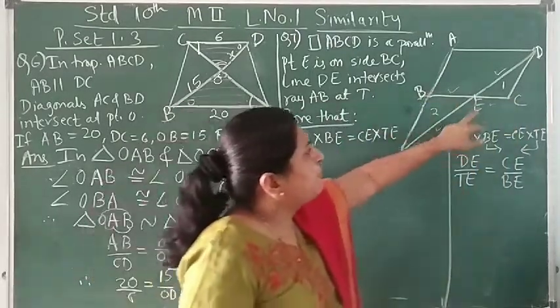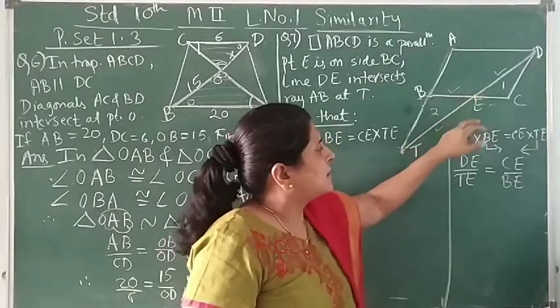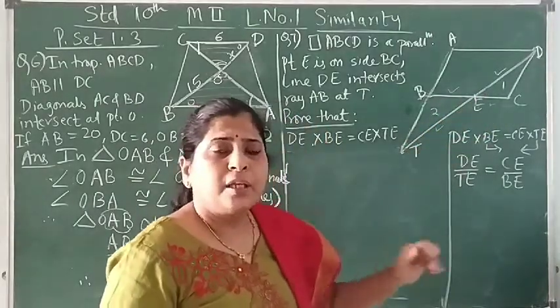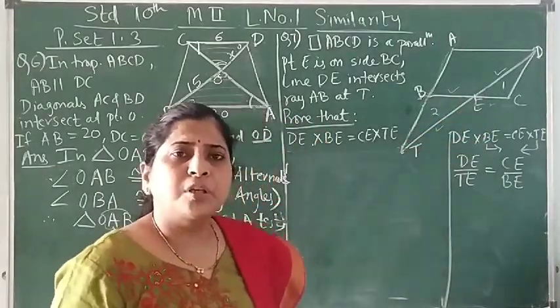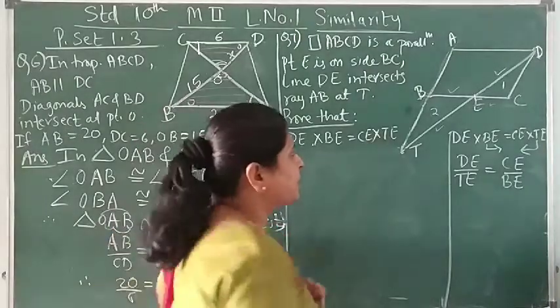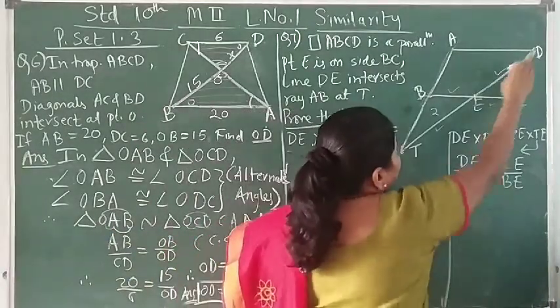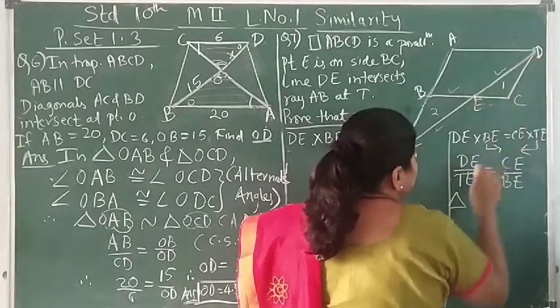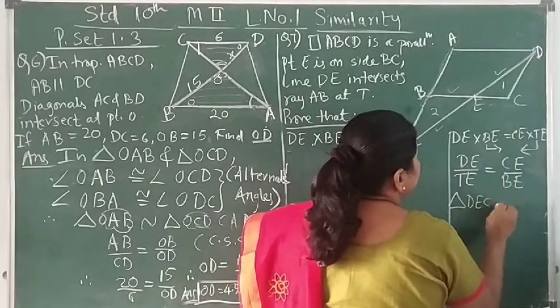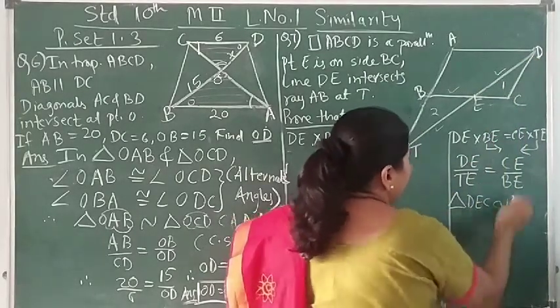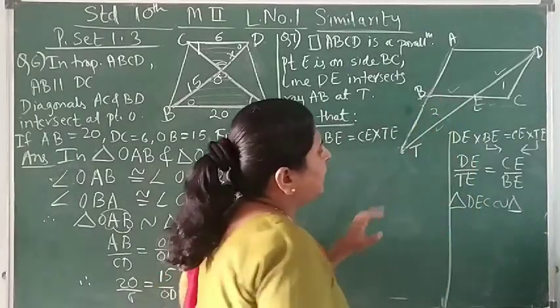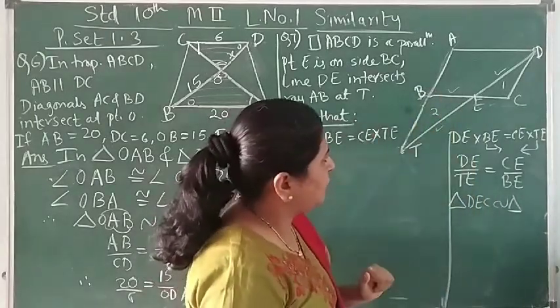Means suppose we want to take these two triangles and show their sides in proportion. In which case can they be in proportion? If they are similar. So can we show triangle DEC similar to triangle BET? But how can we show it, what can be the correspondence?